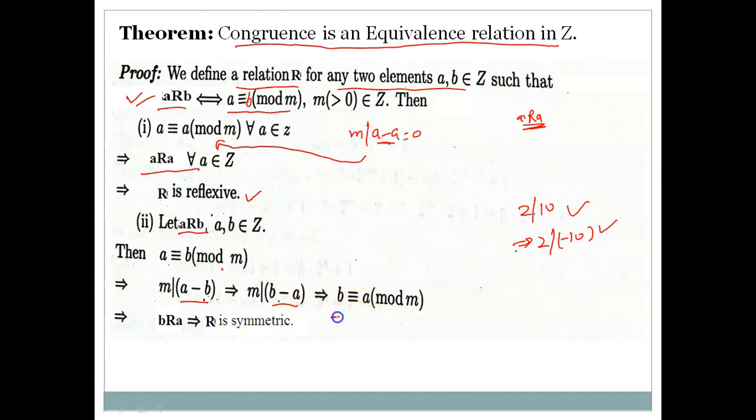So the meaning of this is b is congruent to a mod m. You have taken a congruent to b mod m and arrived at b congruent to a mod m, and in view of the definition, a related to b if and only if a is congruent to b mod m, you can write it as b is related to a. So you have considered a related to b and proved b related to a. Therefore, R is a symmetric relation.